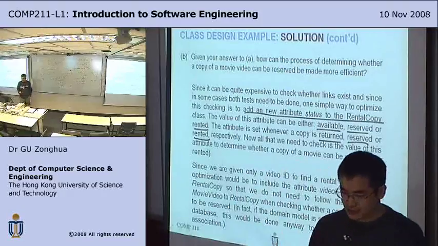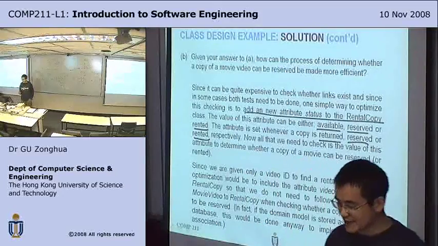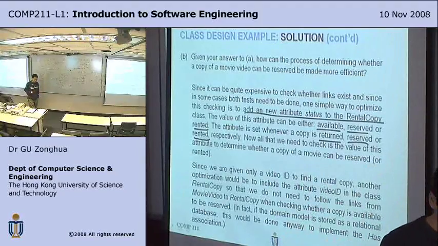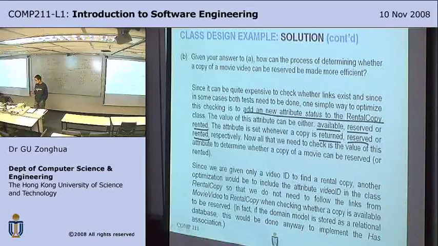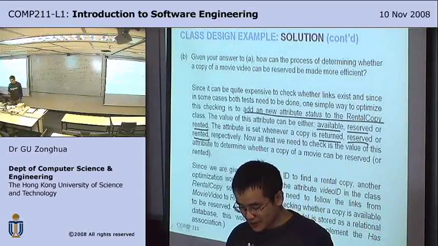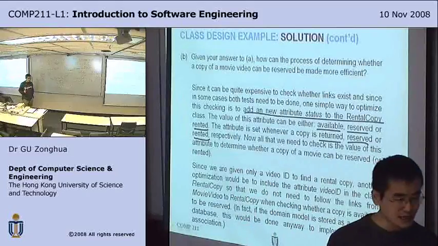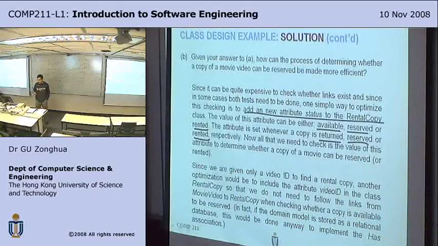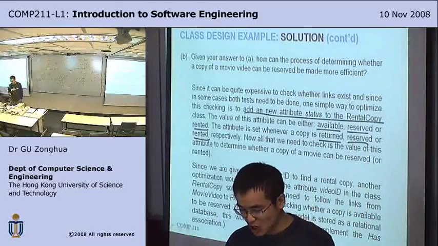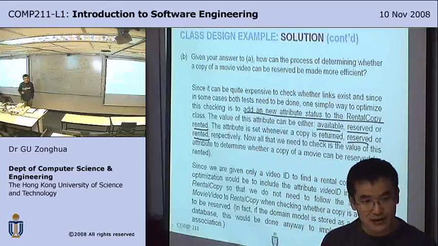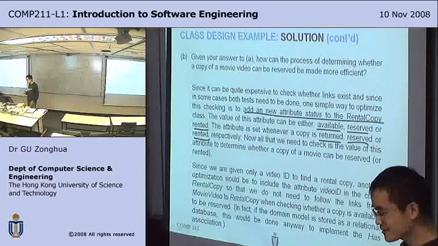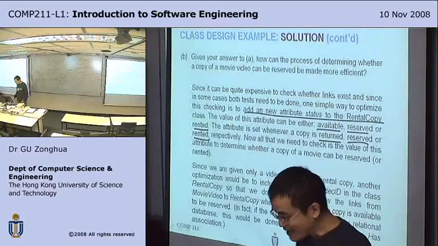Another optimization: we're given a video ID to find the rental copies. Therefore, you need to navigate the association from the video object to the rental copy object. Again, it can be an expensive operation, especially if the tables of video and rental copies are large. If it's a memory operation, following a pointer is very fast, but you need to actually check the database tables and traverse the disk. So that can be very expensive.